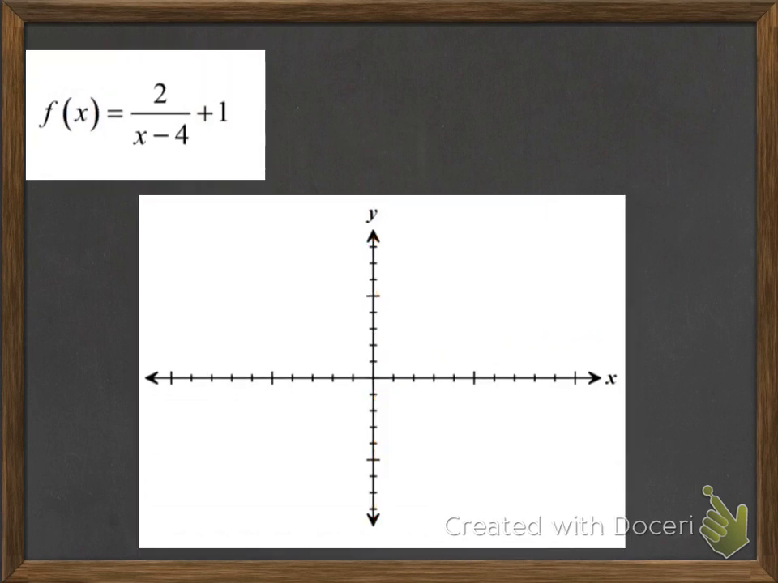All right, the next graph, we have a shift up 1 unit. So we have a horizontal asymptote, which is also called an end behavior asymptote. And then we have a shift to the right 4 units. So to the right 4 units will be the location of our vertical asymptote.